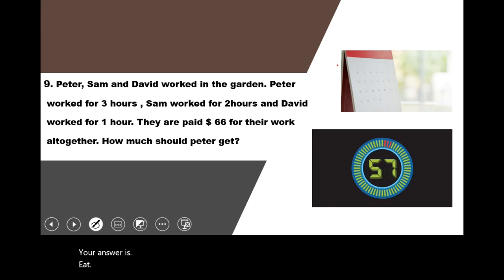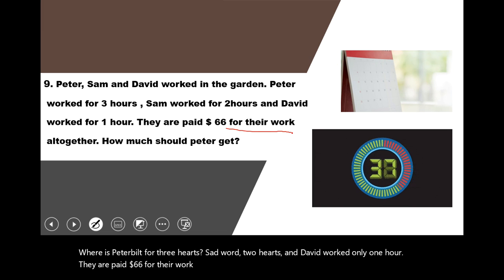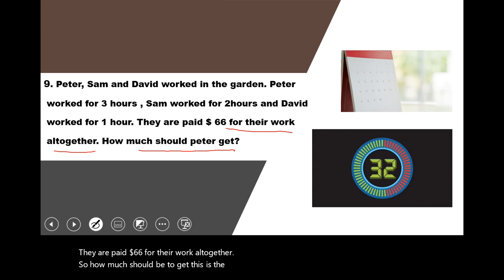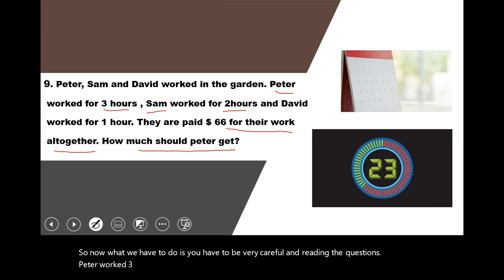Let's move to the next question. Peter, Sam and David worked in the garden. Peter worked for 3 hours, Sam worked 2 hours and David worked only 1 hour. They are paid $66 for their work altogether. So how much should Peter get? This is the question. Now what we have to do is, you have to be very careful in reading the questions.